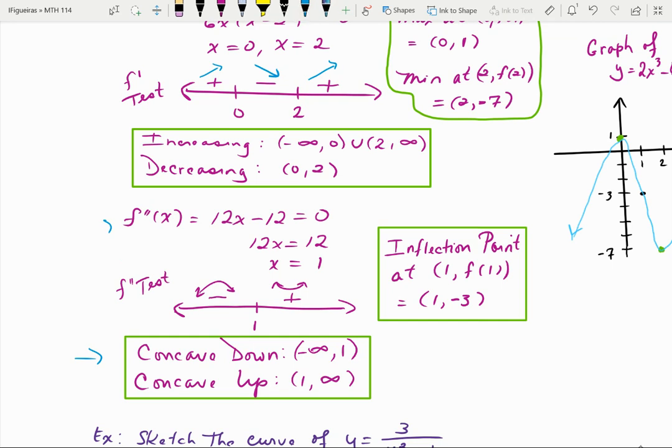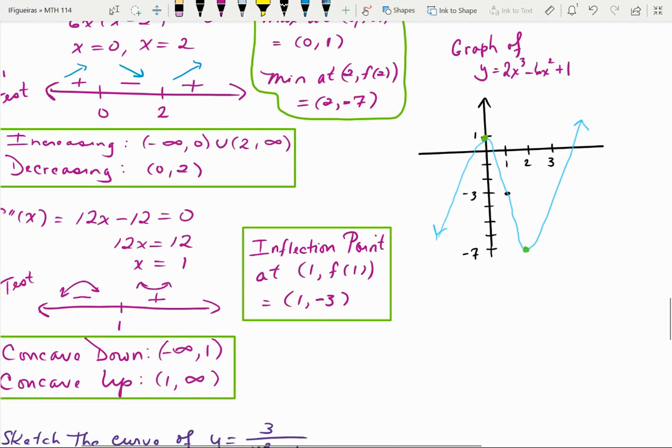And the test told us that 1 is an inflection point because it changes signs from negative to positive. The second derivative changes signs from negative to positive. So 1, f of 1 is an inflection point. And if you plug in 1 into the original function, you get that your y value is negative 3. All right, so we need to put all of that together, and that's here on the right.